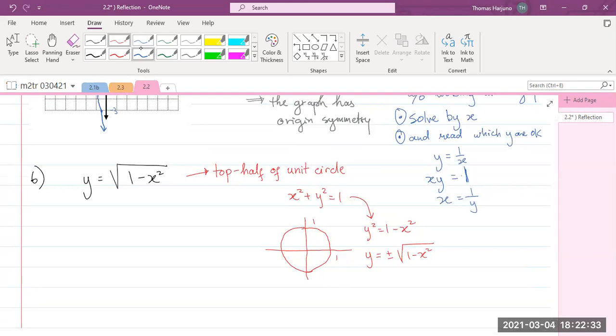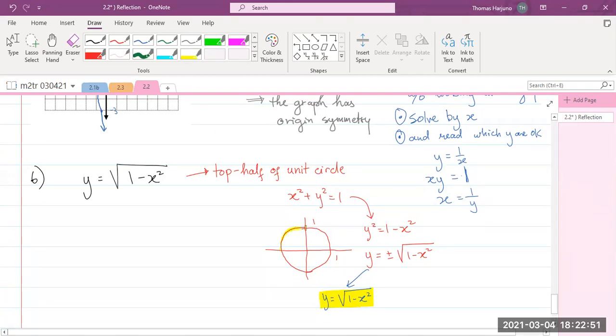Now if I rewrite this into y equals the positive square root of 1 minus x squared, that will refer to the top part. Only the top part. And if I rewrite that into y equals negative square root of 1 minus x squared, that will refer to the bottom part too.